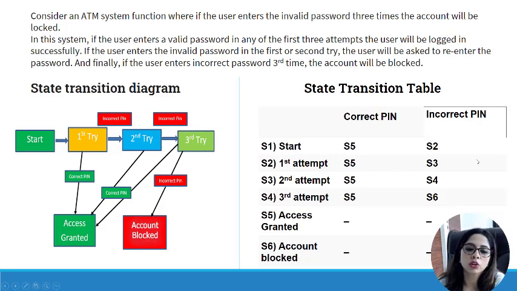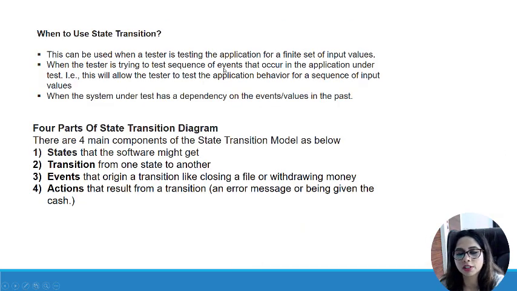Start is a state. First try is yet another state, second try is another state, third try is another state, and access granted and account blocked are also states. These are all states where the system lies in a particular static condition, and the arrows which you see are the transitions. Going back to the previous slide, we'll understand all four terminologies now.